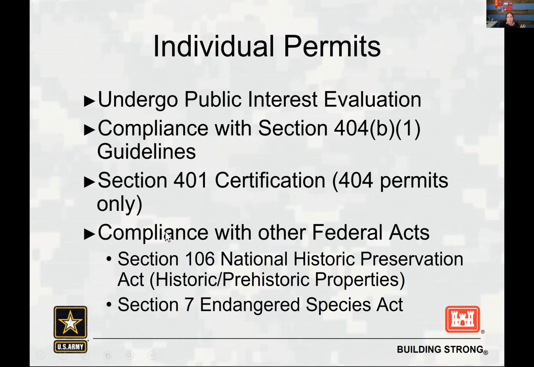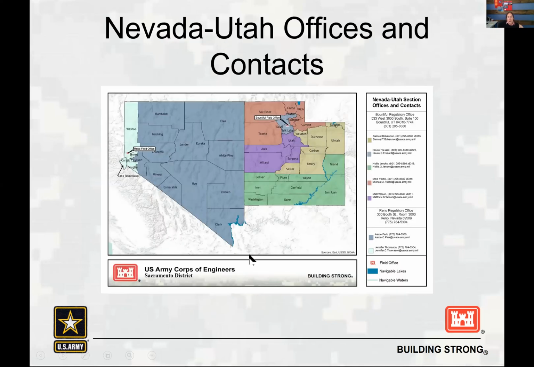And that means that we have to go through a full NEPA review, which means National Environmental Policy Act. You need an individual 401 certification, and then you need to comply with every single environmental and policy act that you can imagine that we need to include in our review, including Section 106 of the National Historic Preservation Act and Section 7 of the Endangered Species Act.